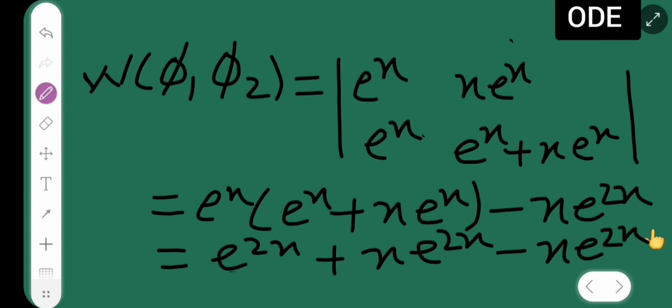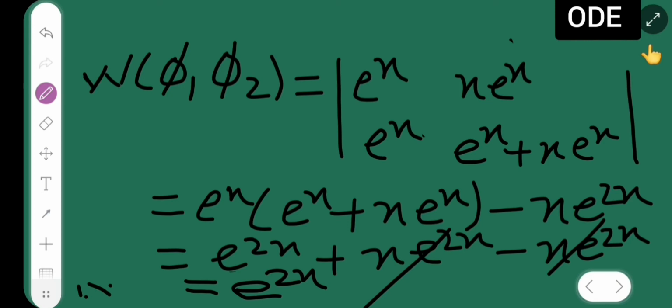So what is going to happen over here is these two terms will get cancelled, this and this. And what will remain? E raised to the power of 2x. So I cancel this term, this term gets cancelled. What remains? E raised to the power of 2x. This is my Wronskian. Okay. Next, I'll turn the page.